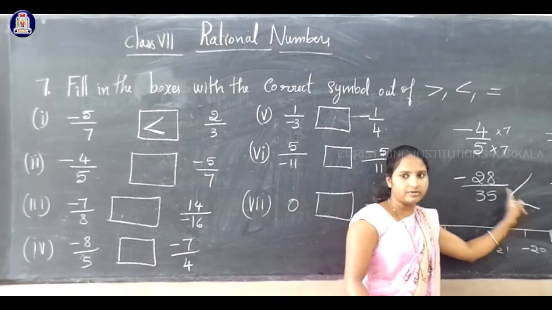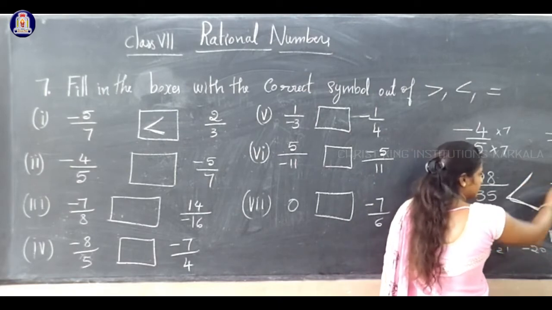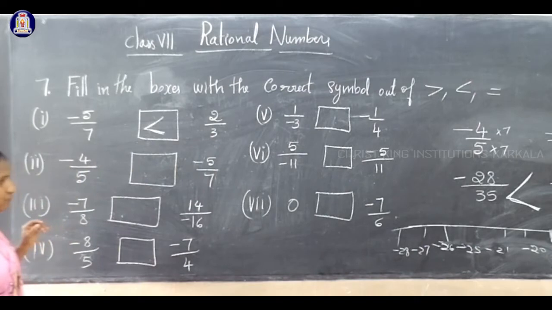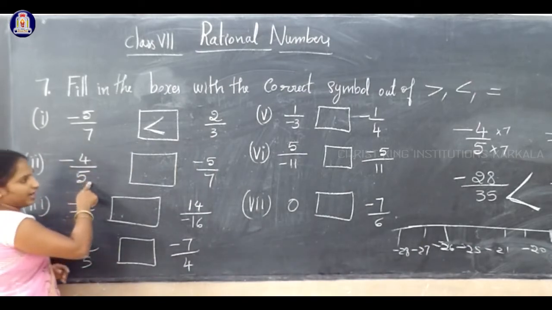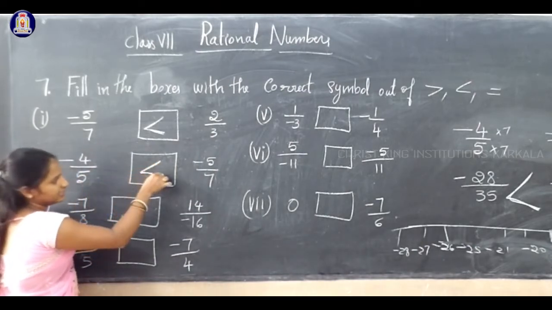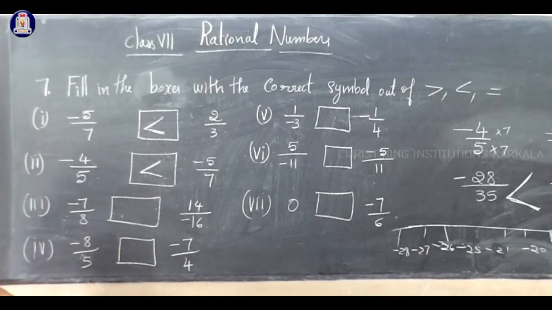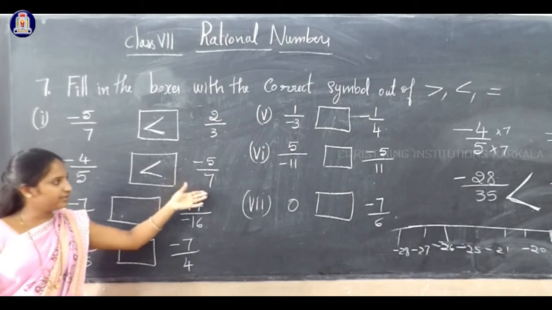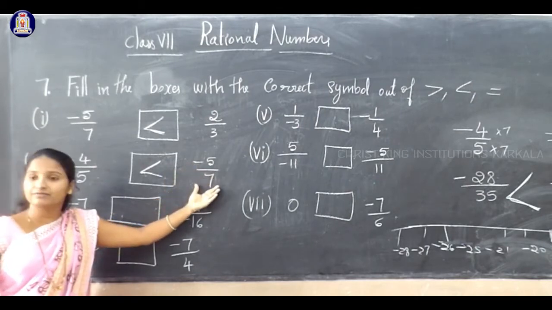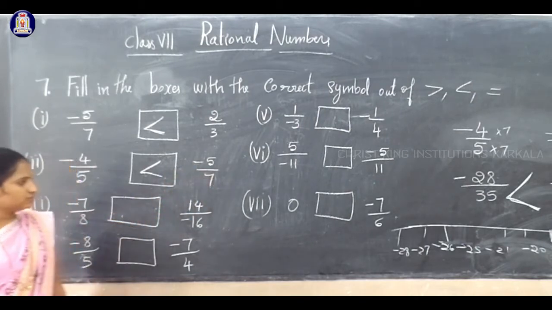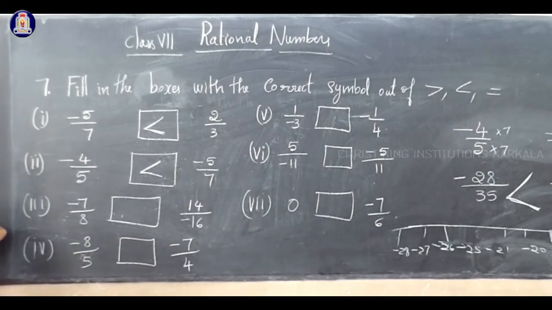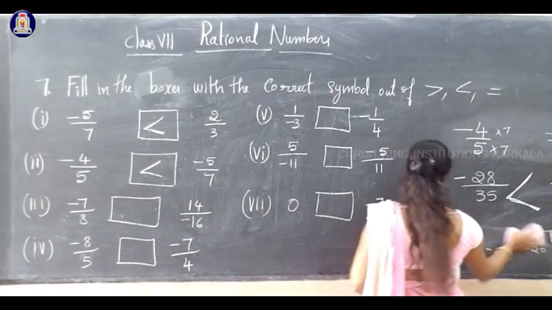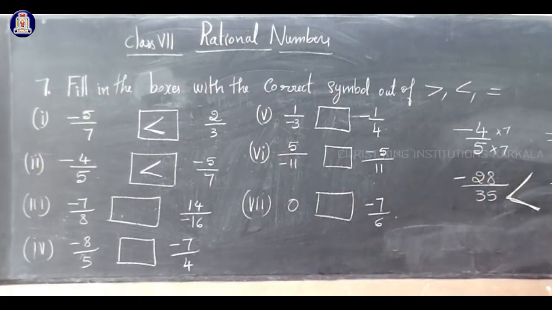So minus 28 is smaller. This is smaller, simple. Clear? So this is lesser than minus 25. Therefore minus 4 by 5 is lesser than minus 5 by 7. If you make the same denominator, we get that minus 5 by 7 is greater. Okay. So now the third question.